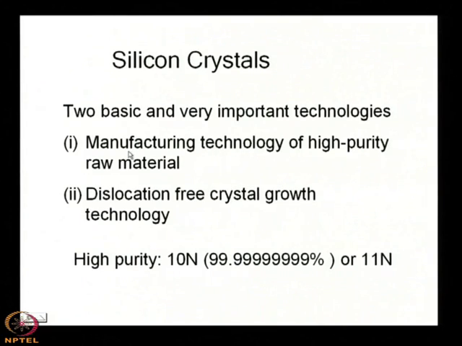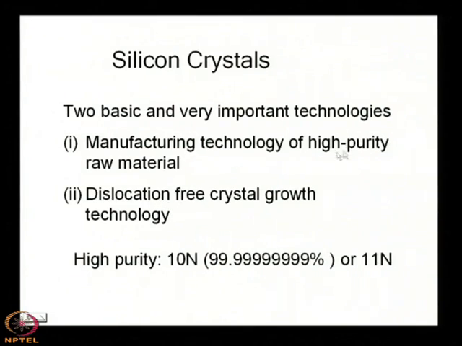So, first the manufacturing technology of high purity raw material will be taken care of, and then the second part is the dislocation free crystal growth technology. Remember that, dislocation free crystal growth technology, right. So, there are two steps, and we shall discuss both of them in detail. One is the high purity raw material, another is the dislocation free crystal growth.